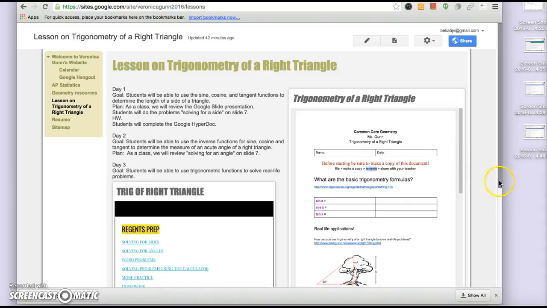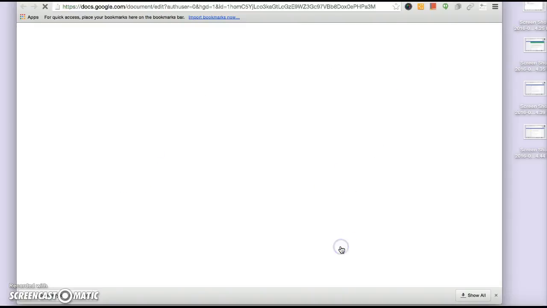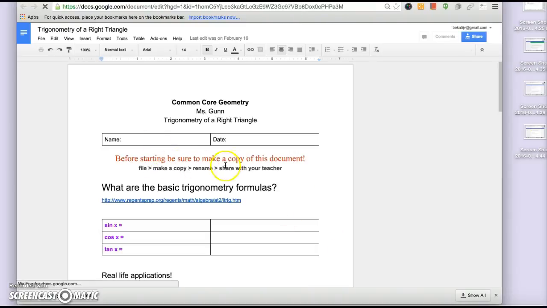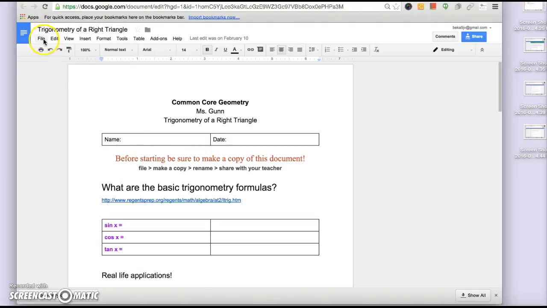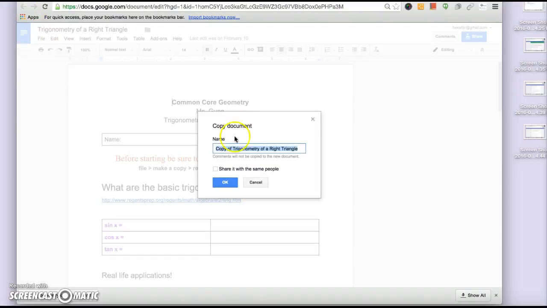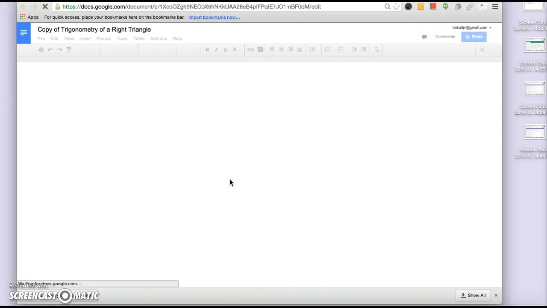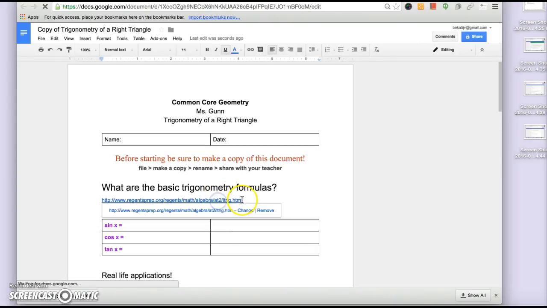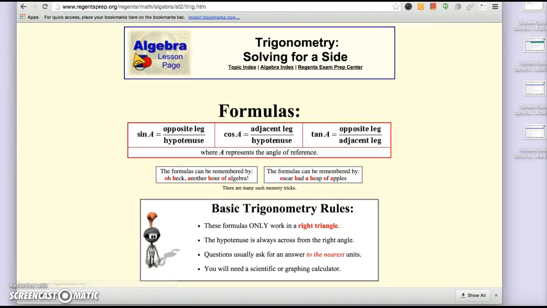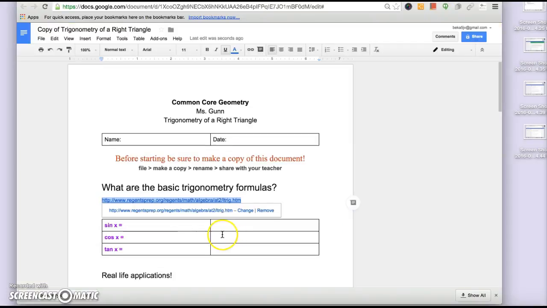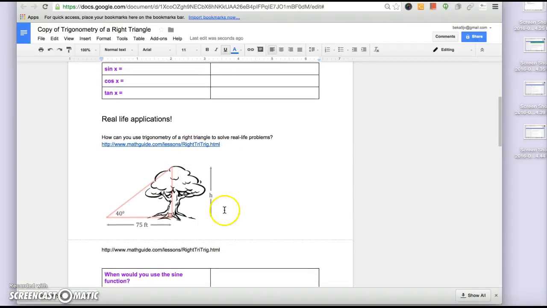This is a Google Hyperdoc. So the students would first make a copy of this document, and then they would be able to answer it. Here they could click to a site that they might need. They could go to that site and get the formulas that they need. And then they could fill the rest out, including here's another site.